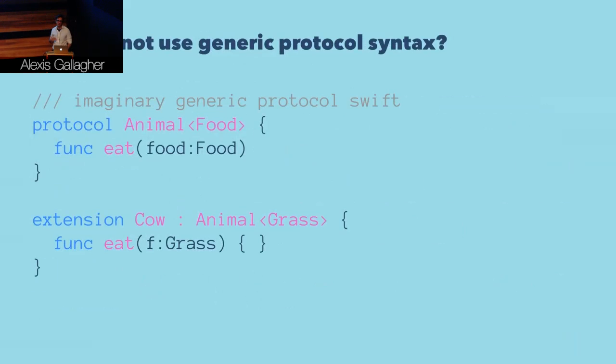And then if I wanted to say that cow was adopting this, I would do it by saying cow is adopting animal. What kind of animal? Okay, animals that eat grass. Right? That's how it could work. So why doesn't it work this way?